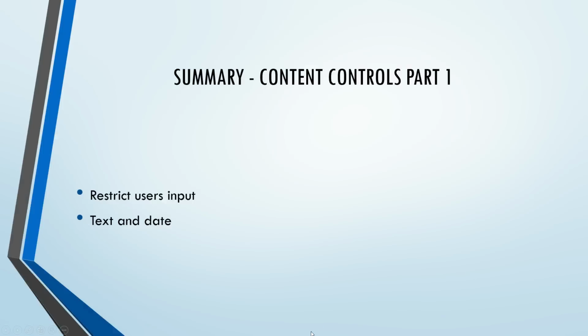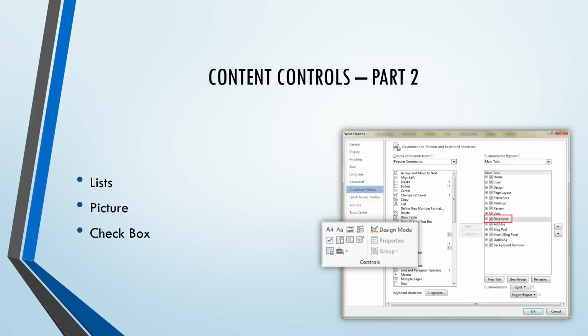Let's summarize what we learned in Content Controls Part 1. We used text and date fields for the users to input data, and we restricted how the users would input using a specific format for our date. Microsoft Word 2013 also has content controls such as lists, pictures, checkbox, and even a combo box. So let's dive into building some of those.